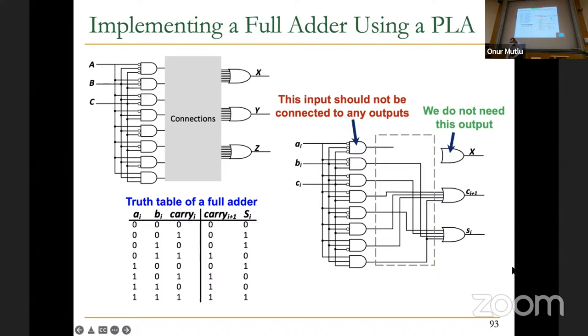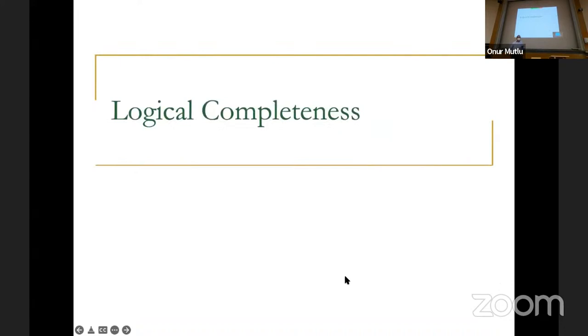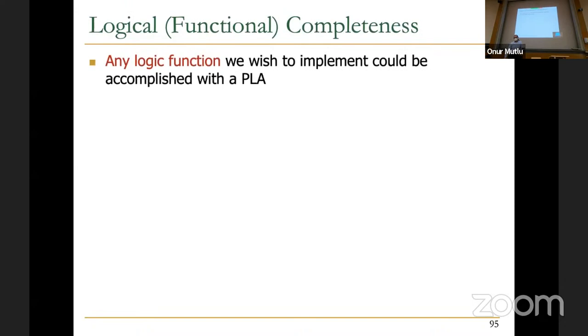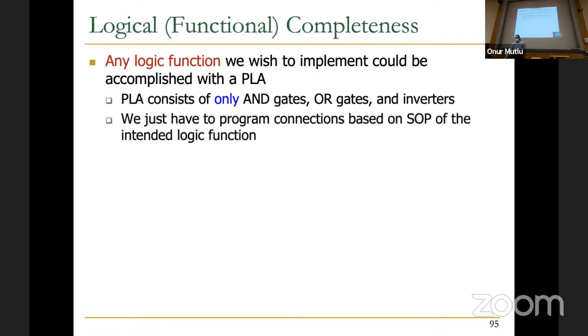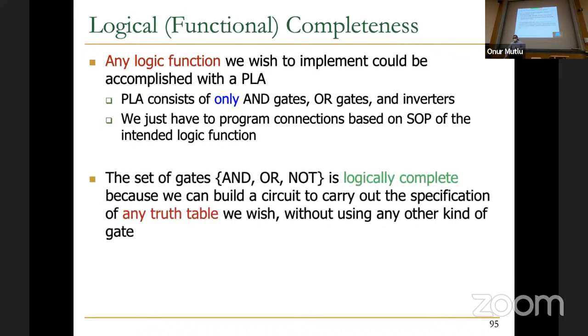Okay, so this also, again, as I said, I was going to discuss logical completeness. So let's discuss that. Basically, any logic function we wish to implement could be implemented using a PLA. And a PLA consists of only AND gates, OR gates, and inverters. And we just need to connect accordingly to implement the intended logic function. And we said that AND or NOT is logically complete because essentially, without using any other gate, we can implement any truth table we wish.